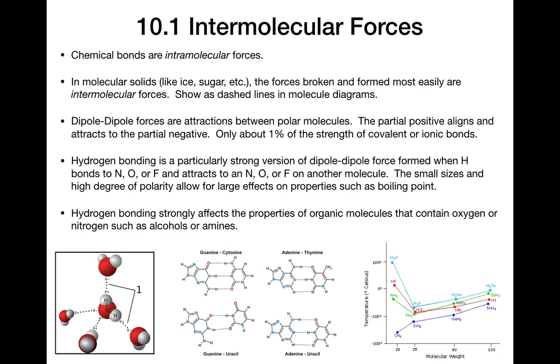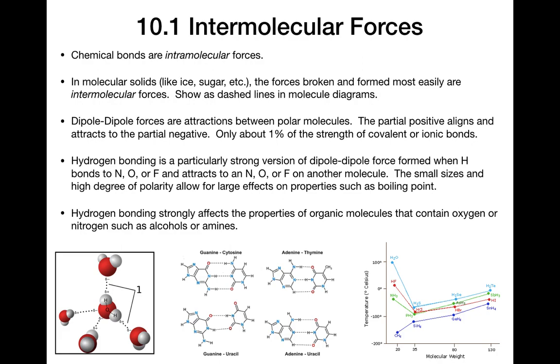So in molecular solids, and a molecular solid would be something that is in the solid state, but at the smallest level is actually molecules, something like ice. Ice is molecules of water held together in a crystal, so it's a molecular solid. Sugar, molecules of sugar held together in a solid state in little crystals of glucose or sucrose would be an example of a molecular solid.